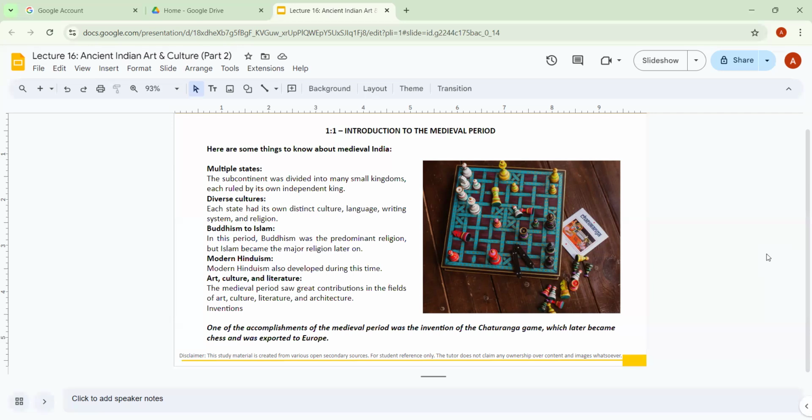The medieval period saw great contributions in the field of art, culture, literature, and architecture. Another major invention during this period was the Chaturanga game, which is now called chess and was also exported to Europe.